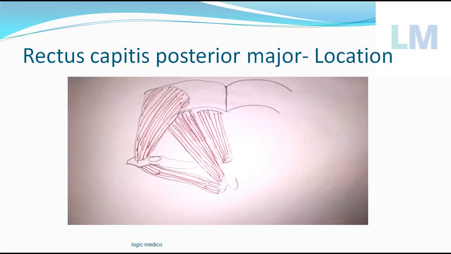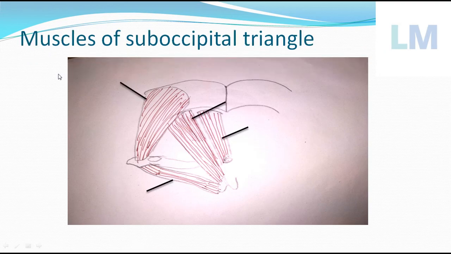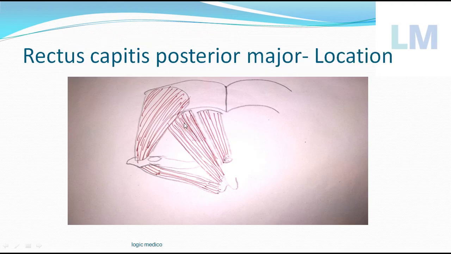Rectus capitis posterior major location. It is on the posterior surface of the neck. So what is the meaning of rectus capitis posterior major? Rectus means straight. Capitis means it's going to the skull cap. Posterior means from behind. Major means out of the two parallel muscles which are straight, one is big and one is small. The bigger one is called major and the smaller one will be called minor. So rectus capitis posterior major is a muscle which is straight on the posterior surface of the skull cap and it is big. That is the meaning of the muscle rectus capitis posterior major.